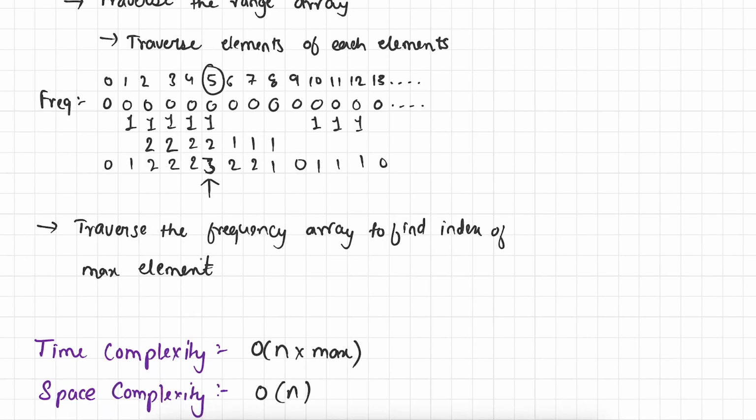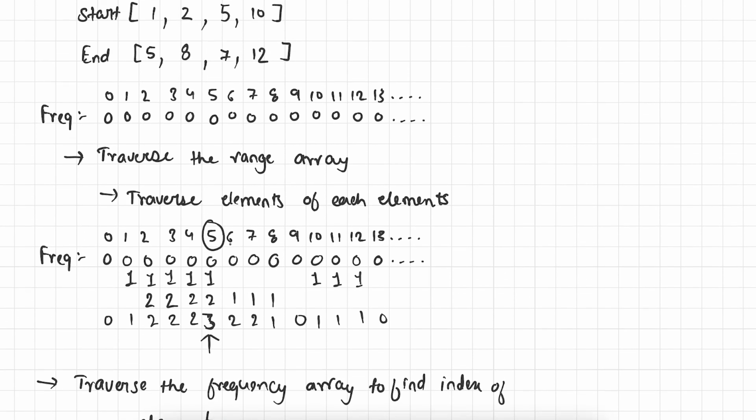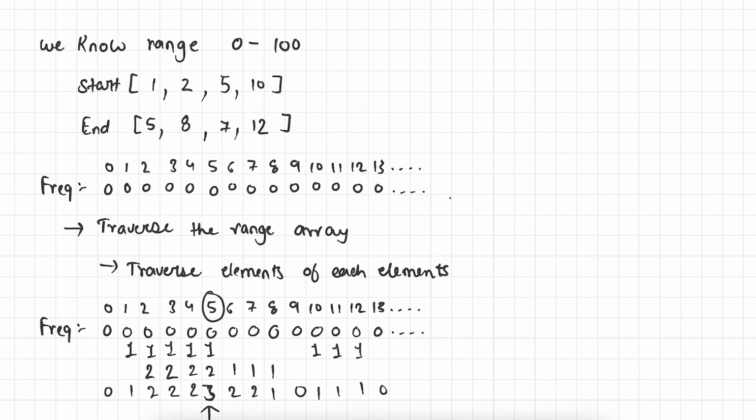Now let's move on to the most important part of this approach, that is calculating the time and space complexity. What will be the time and space complexity of this approach? If you look at it carefully, first of all we are using one extra space to create this frequency array, right? And then we are traversing the given array one time, so it's going to be n.